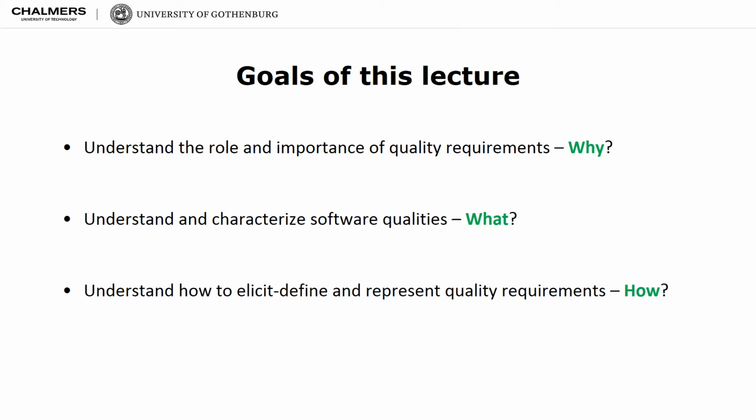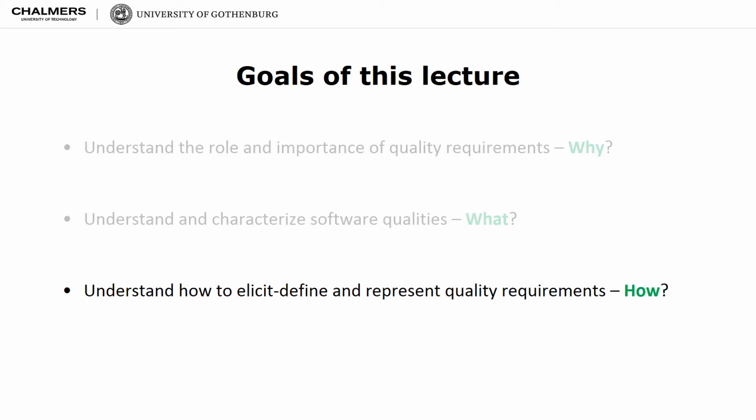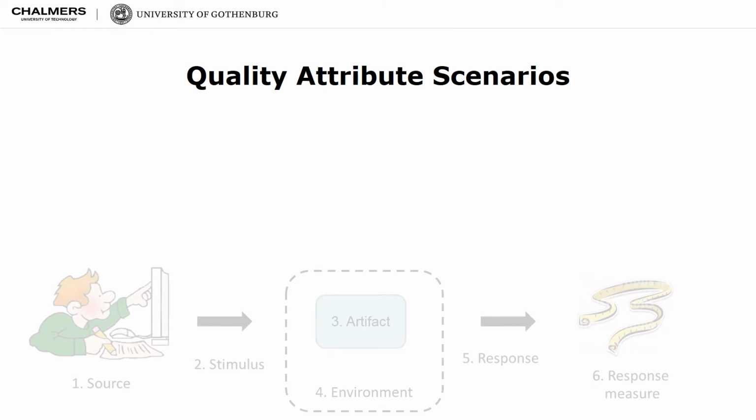In part 3 of this lecture, we focus on eliciting and representing quality requirements. A quality attribute scenario is a way to represent a quality requirement. A scenario is comprised of 6 parts.